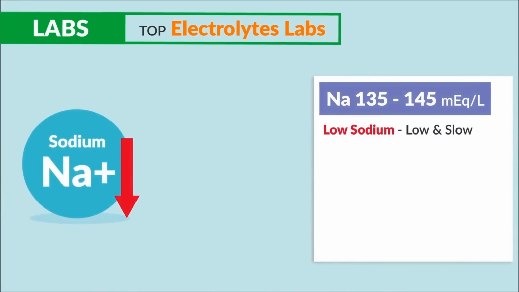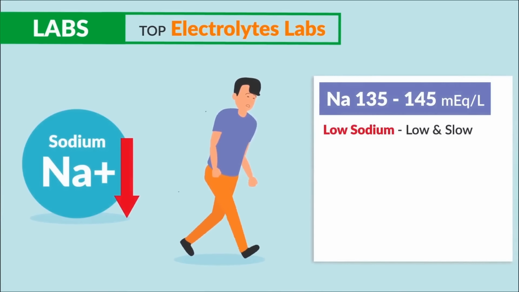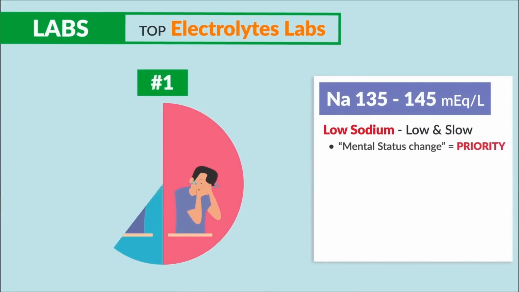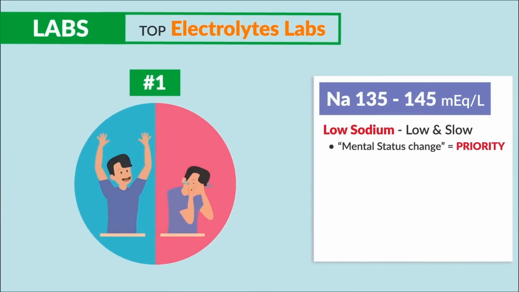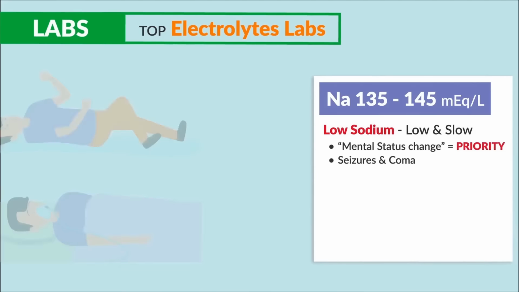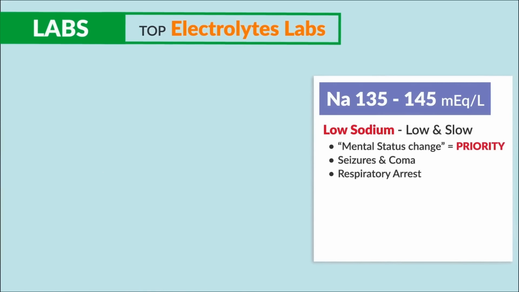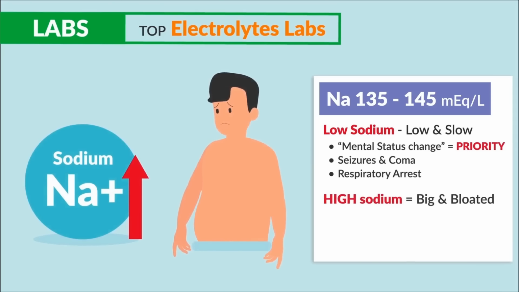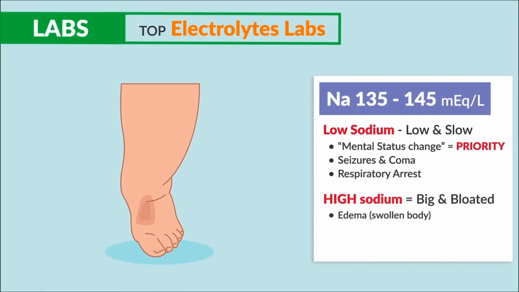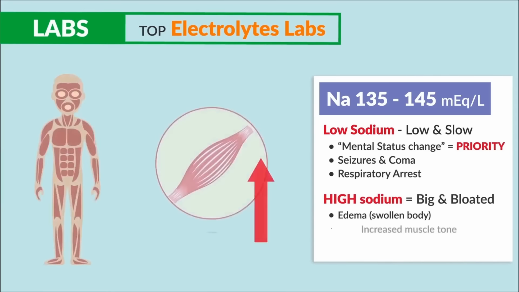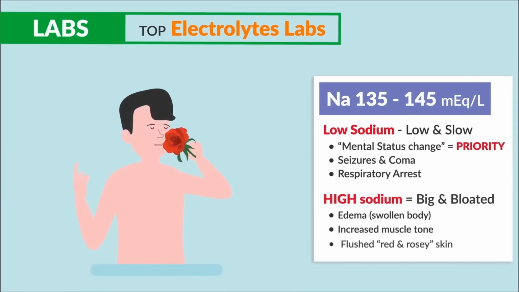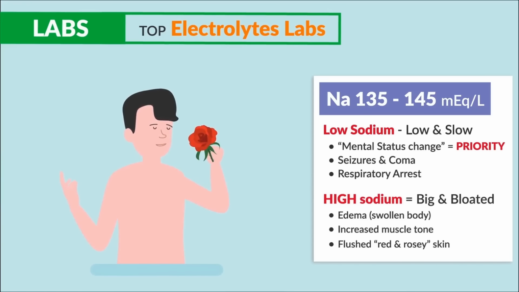So with low sodium, we end up with low and slow signs and symptoms. Mental status change is a priority, as well as seizures and coma and respiratory arrest from low and slow respirations. And in high sodium, we get big and bloated, since it swells the body with fluid. So we see edema, our swollen body, increased muscle tone, and flushed red and rosy skin signs.